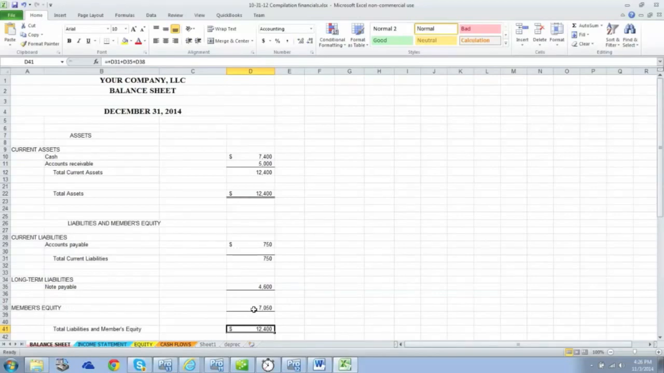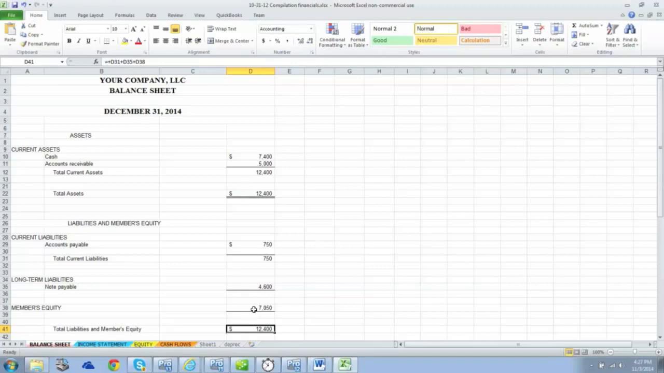Your equity is essentially how much you have invested in the company personally, minus how much you've withdrawn from the company, plus your company's earnings, aka your company's net income.